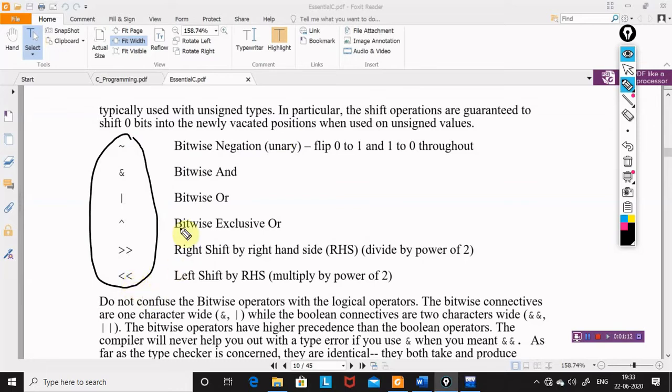So the bitwise AND and OR operations are similar to the AND or OR operations when we had discussed the logical operators. That is, they are similar to logical AND and logical OR operations. The bitwise exclusive OR operation needs to be discussed in small detail.